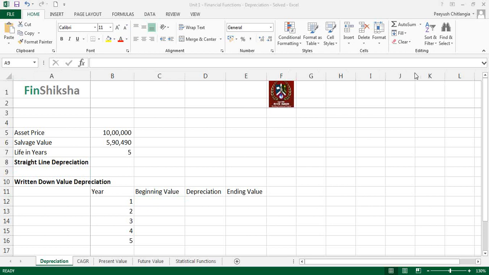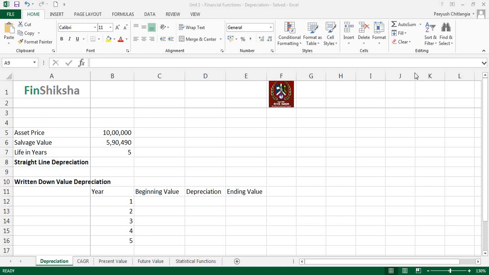So some of these areas are essentially things like depreciation, compound annual growth rate, present value, future value, and a few statistical functions might be relevant for us depending on what kind of exercises we are doing in terms of our domains respectively. Let's take the first one, which is in terms of depreciation.